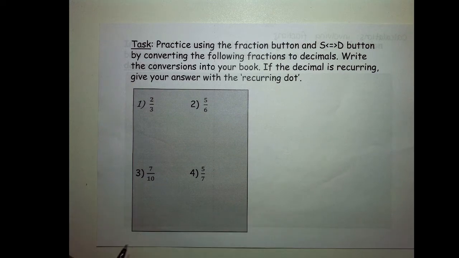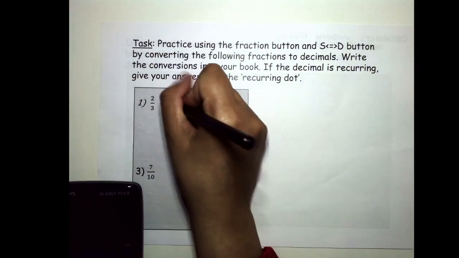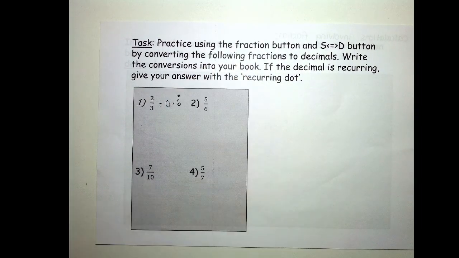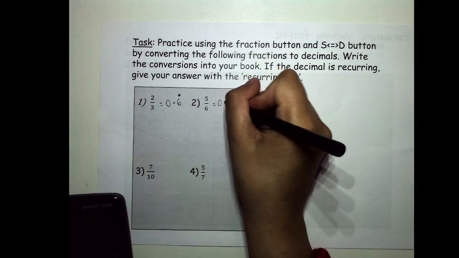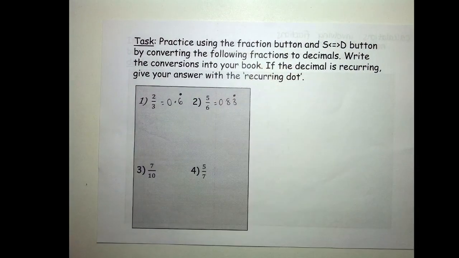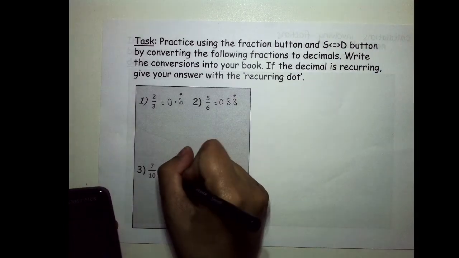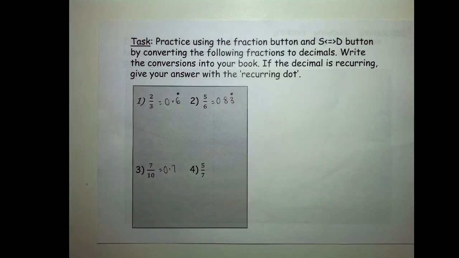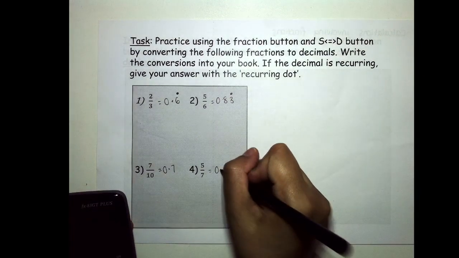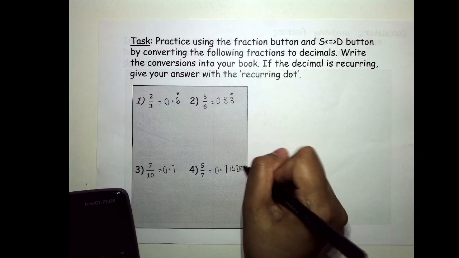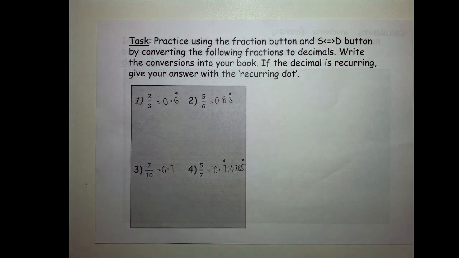Okay, so I will jot down the answers for this right now. 2/3 should have given you 0.6 recurring. 5/6 should have given you 0.8 with just the 3 recurring. 7/10 is just 0.7. And then 5/7 is 0.714285, and it is recurring from 7 all the way to 5.